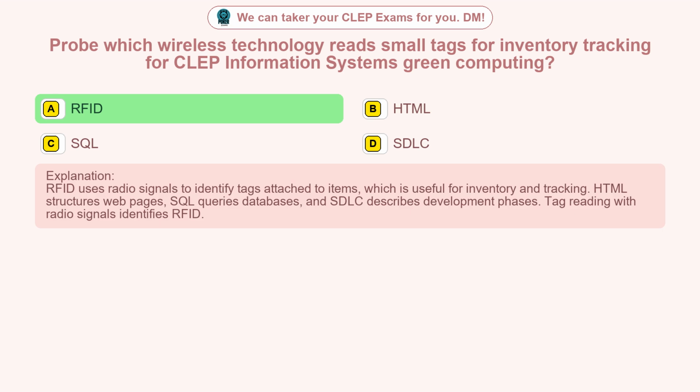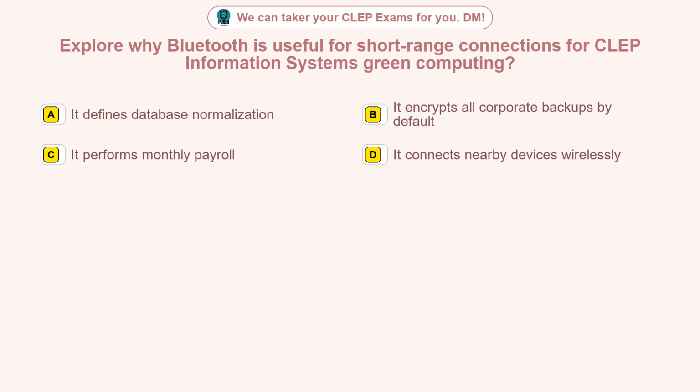RFID uses radio signals to identify tags attached to items, which is useful for inventory and tracking. HTML structures web pages, SQL queries databases, and SDLC describes development phases. Tag reading with radio signals identifies RFID. Question 61.